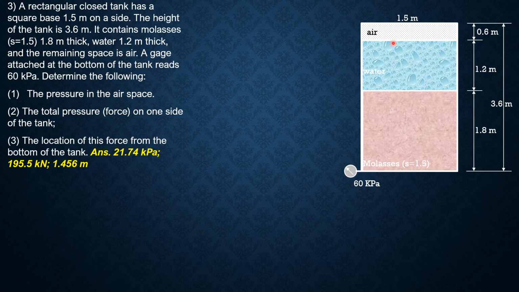So if we sum up pressure from the airspace down to the bottom, then we equate it to 60 kilopascals. Sum up pressure, from the airspace or from this interface between air and water down to the bottom. And remember that going down, the pressure increases. So we have pressure of air plus 9.81 times 1.2 plus 1.5 times 9.81 times 1.8 equals 60 kilopascals.